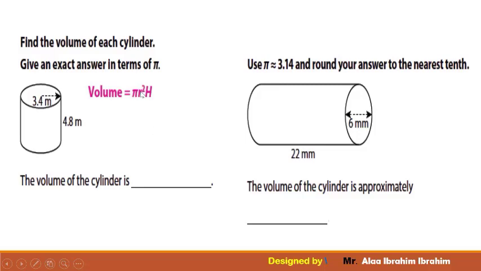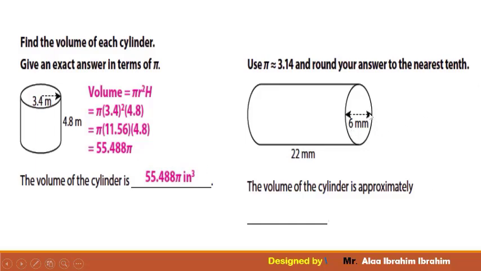So I'm multiplying these together. r is 3.4, so I write 3.4 squared, multiply by pi, multiply by h. This is my h. So I multiply 3.4 squared by 4.8. This is my result, and then I put pi. So 55.488 pi. To the nearest tenth, no, I leave it in terms of pi. So this is my answer.